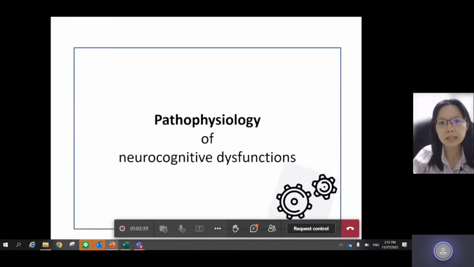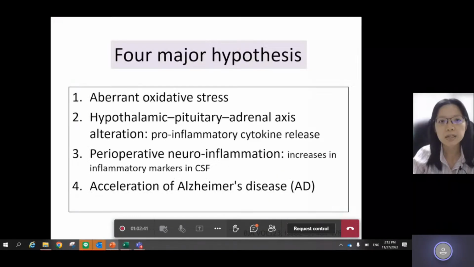So what's the pathophysiology of neurocognitive dysfunctions? There are 4 major hypotheses. The first is aberrant oxidative stress, and the second is hypothalamic pituitary adrenal axis alteration. There is pro-inflammatory cytokine release after the surgery, so there is alteration in this axis which causes neurocognitive dysfunction. And there is evidence of perioperative neuroinflammation, because in patients who just had cardiac surgery, if we do CSF tapping, we can see increasing inflammatory markers in their CSF.